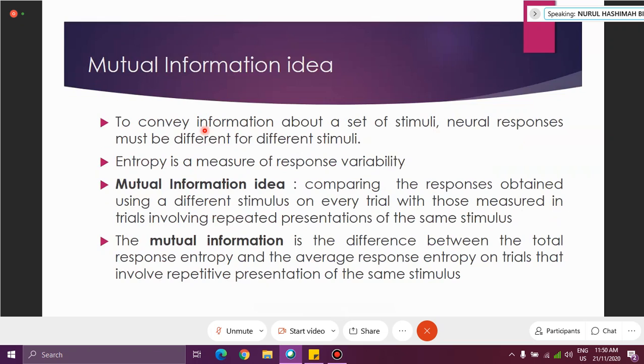Okay, let's look at mutual information. Entropy is a measure of response variability, whereas with mutual information we compare responses obtained using different stimuli on every trial with those measured in trials involving repeated presentation of the same stimulus. The mutual information is the difference between the total response entropy and the average response entropy on trials that involve repetitive presentation of the stimulus.